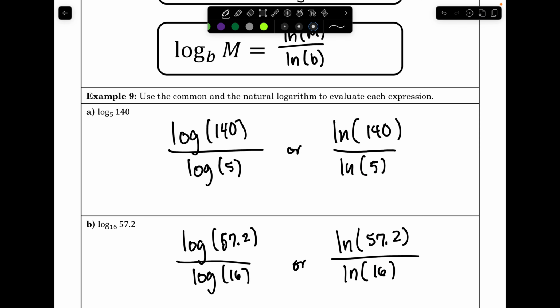So that concludes the second part to this section on properties of logs.